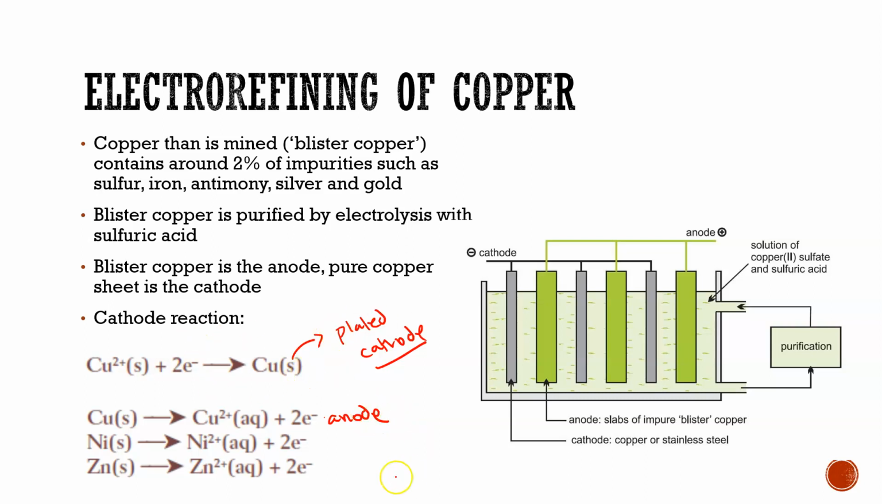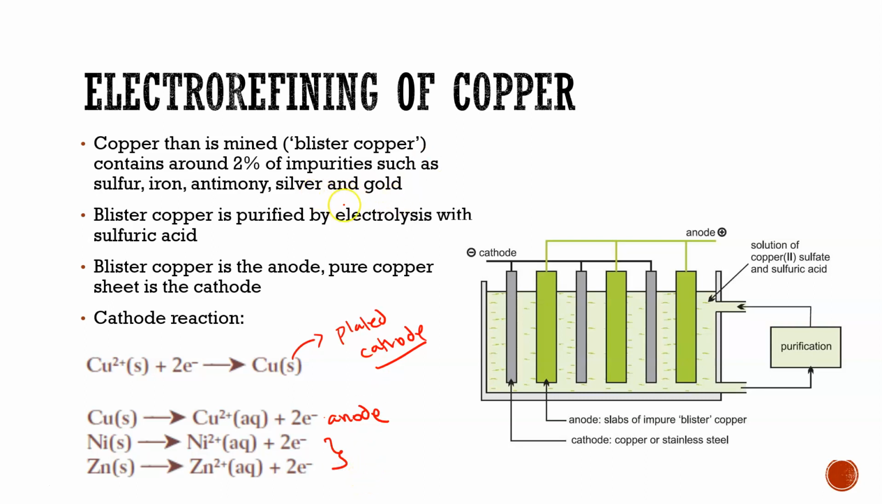In the cell, other things can be oxidized. These include nickel and zinc. These are more reactive than copper and will oxidize and be soluble in solution. However, copper will be the strongest oxidant and therefore reduced in the cell first over these ones. So as long as there is copper in the cell, these 2 ions will remain in solution.